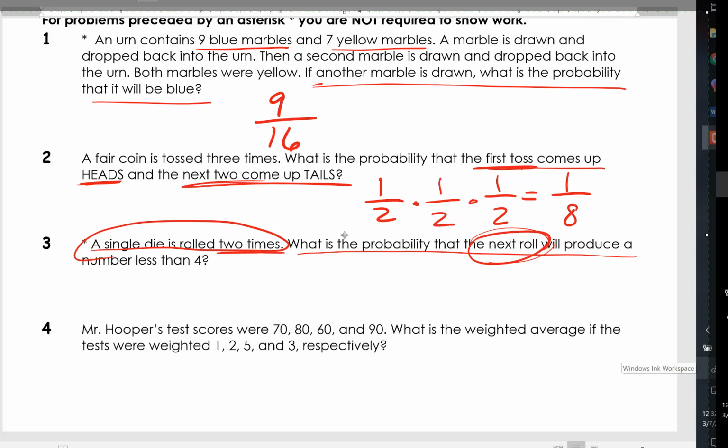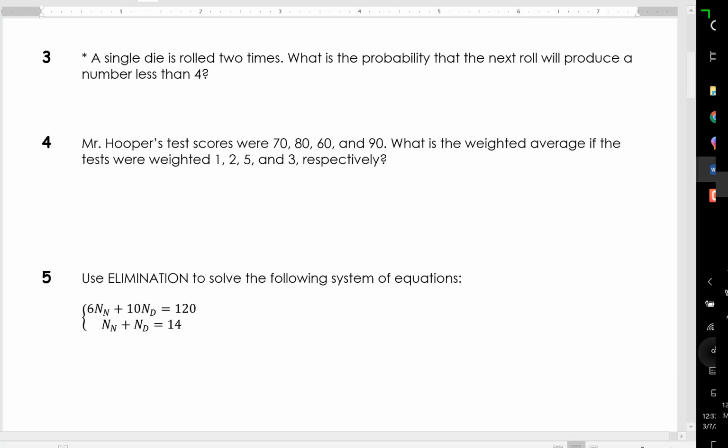All right, so on the die, 3 of the numbers are less than 4: 1, 2, and 3. So there are 3 possibilities that are less than 4, and there are a total of 6 possible things you could roll. So the probability of rolling a number less than 4 is 1/2.